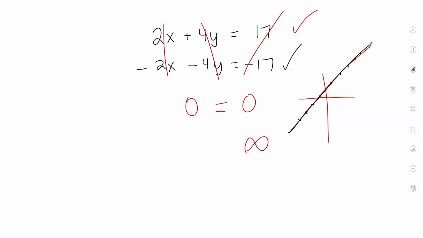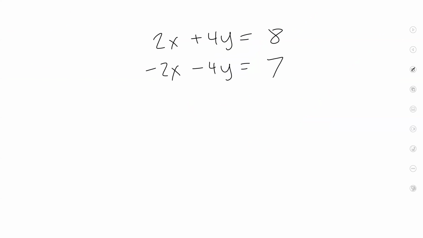Now let's do a different example. Let's say I had something like this. 2x plus 4y equals 8. Negative 2x minus 4y equals 7. That cancels, so this side is just 0. 8 plus 7, that's 15. Is that true? No. No, so this one would be no solution.